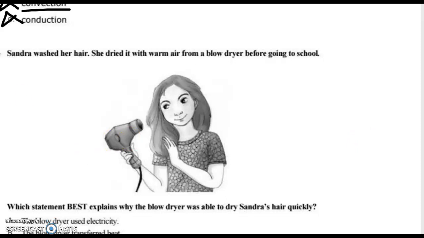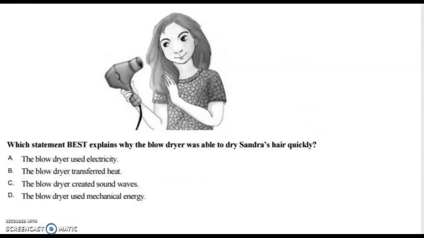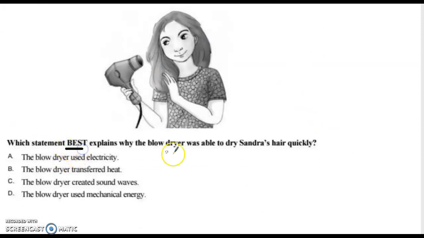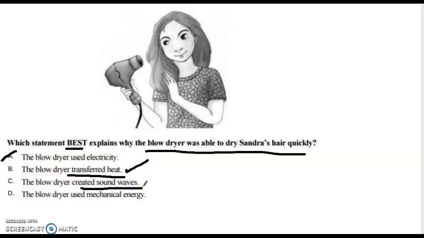Sandra washed her hair. She dried it with warm air from a blow dryer before going to school. What statement, again, best explains why the blow dryer was able to dry her hair quickly? Is it because the blow dryer used electricity? No. Is it because the blow dryer transferred heat? Kind of like that. The blow dryer created sound waves. Did it? Yeah, but that's not the answer. The blow dryer used mechanical energy. Sure, there's some mechanisms in there, but no. The answer is B.